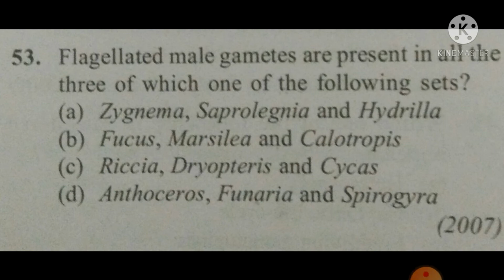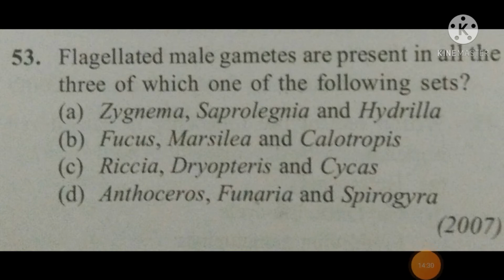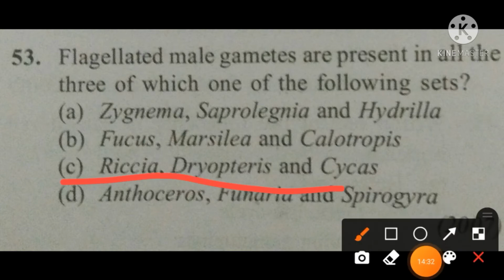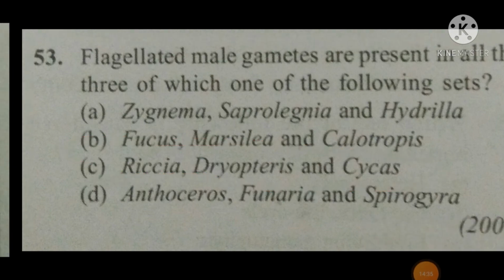Next question. Flagellated male gametes are present in all the three of which one of the following sets? A. Zygnema, Saprolegnia and Hydrilla. B. Fucus, Marsilea and Calotropis. C. Riccia, Dryopteris and Cycas. D. Anthoceros, Funaria and Spirogyra. So the correct answer for this is option C, Riccia, Dryopteris and Cycas.